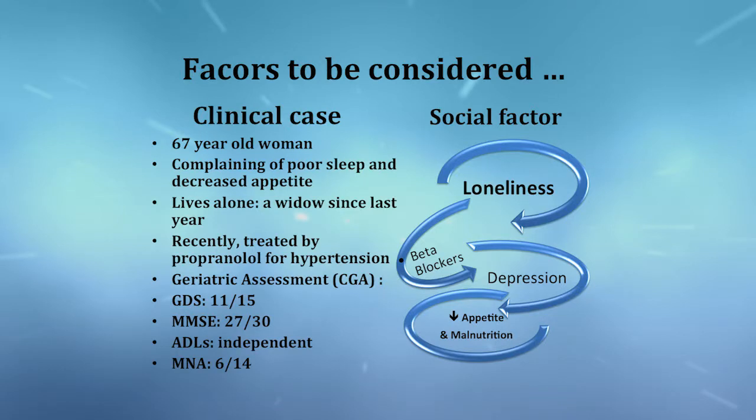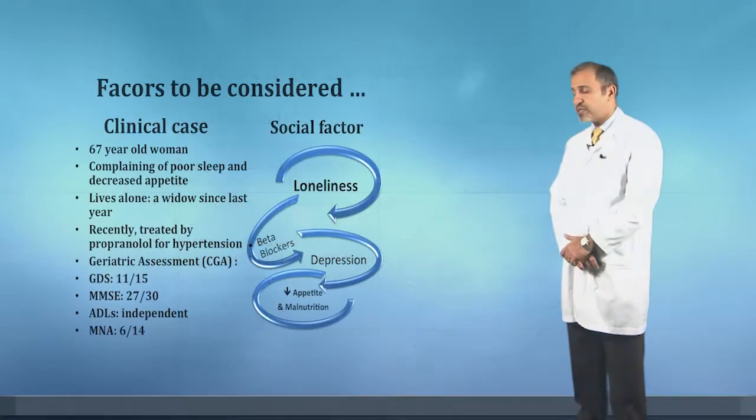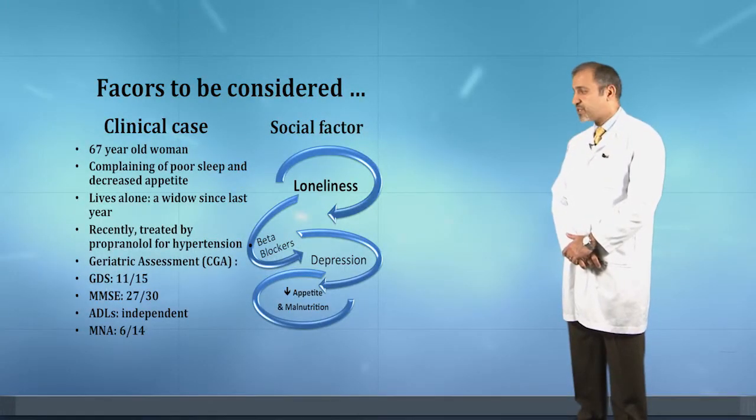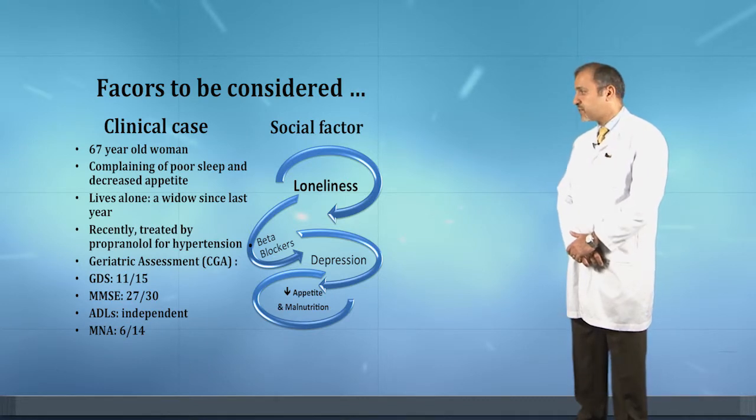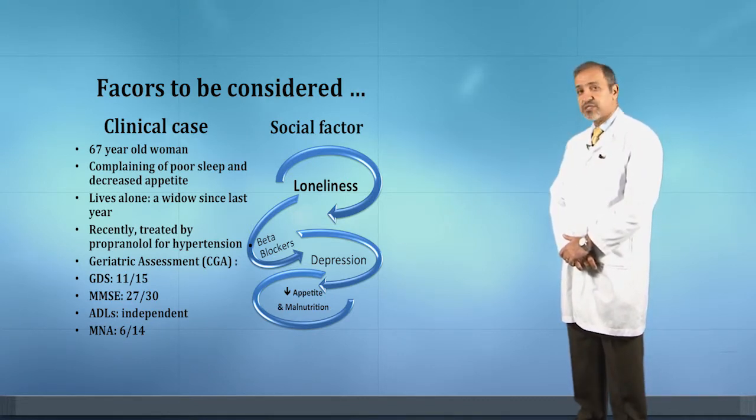Factors that need to be considered in this clinical case: a 67-year-old woman complains of poor sleep and decreased appetite. She lives alone and has been a widow for the past year. She's recently been given propranolol for hypertension, and her comprehensive geriatric assessment shows a depression score of 11/15, a mini mental status examination of 27/30. Her ADL examination shows that she's independent for activities of daily living, and her nutritional assessment score is 6/14. There are many social factors also to be considered, with the patient's loneliness and beta blockers contributing to her depression, which could lead to decreased appetite and depression.